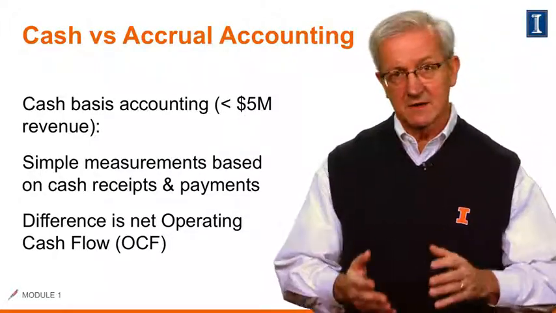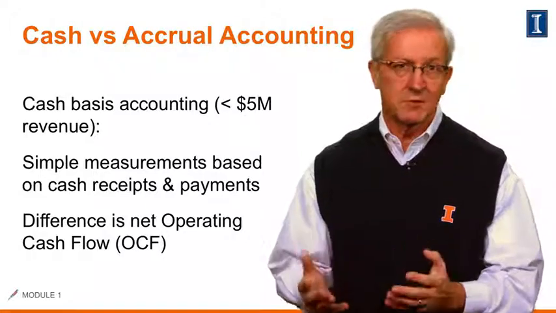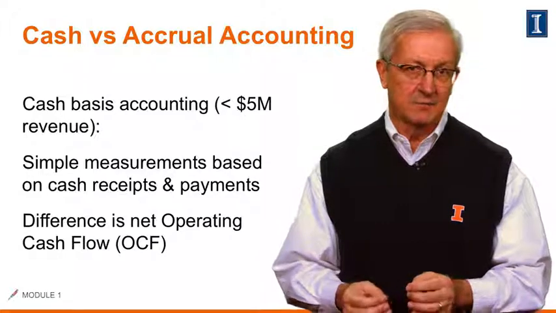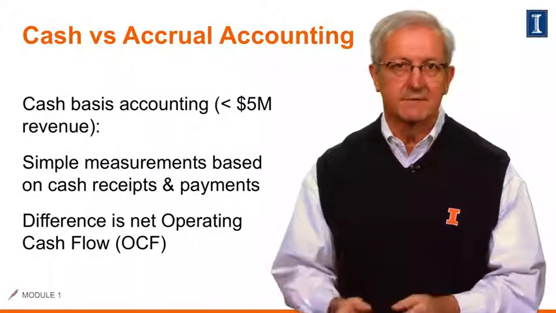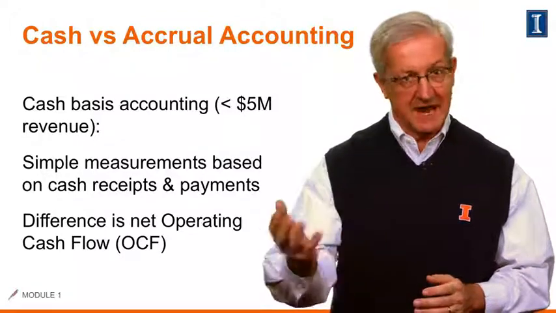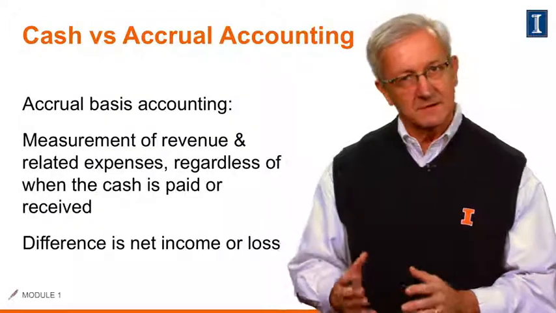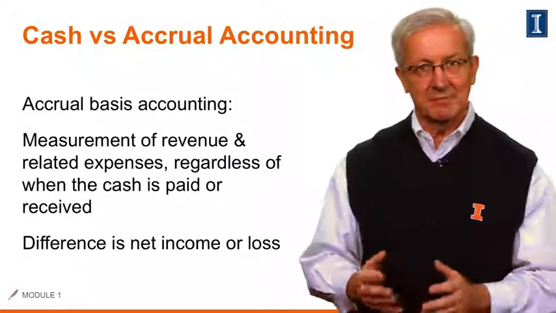The concept is we take our cash receipts minus our cash disbursements and we're left with a term called net operating cash flow. Abbreviation is net OCF. It's a very simple process where you just basically measure your cash receipts, or cash in, and your cash disbursements, or cash out. Now let's take a look at the accrual basis of accounting and its applications.